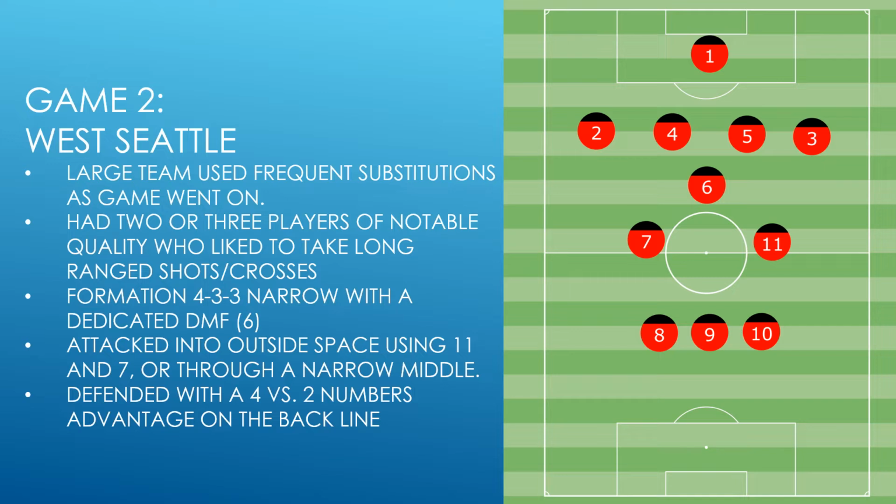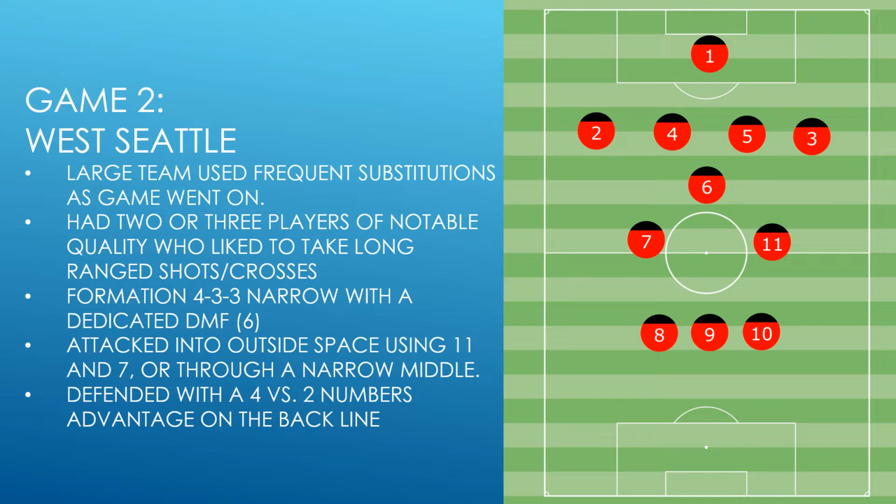Game 2, West Seattle. They were a large team and used frequent substitutions as the game went on. We really grew into this game. There was a point where I really thought we were going to come back and win it. We were carving them up in that second half and doing a really good job at keeping possession, finding these diagonal balls, and we were making them sweat for a while.